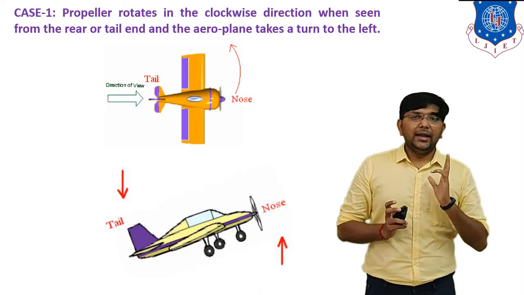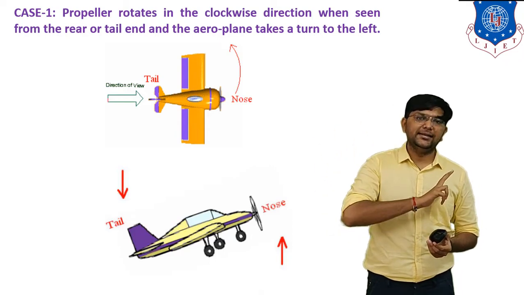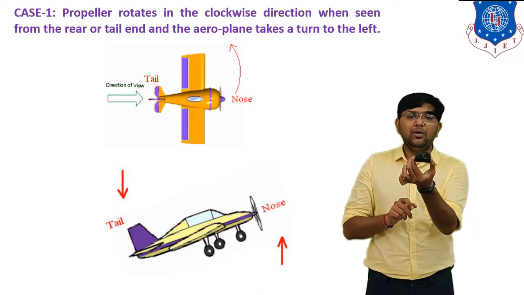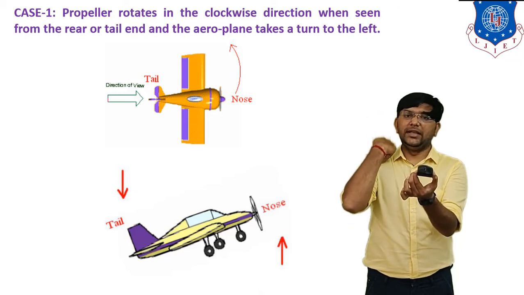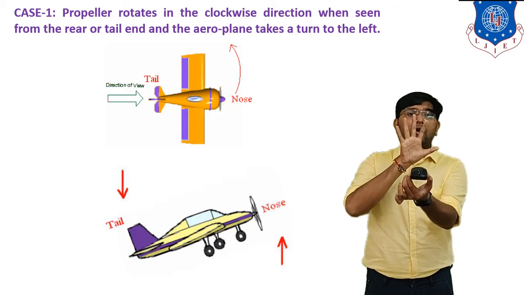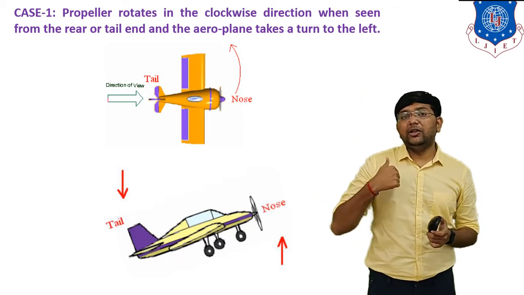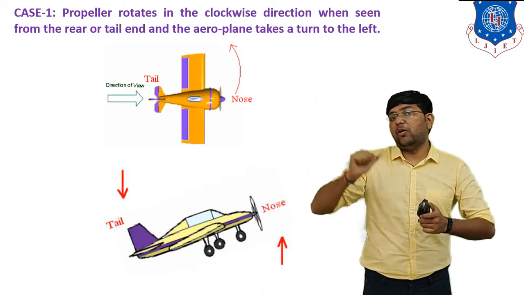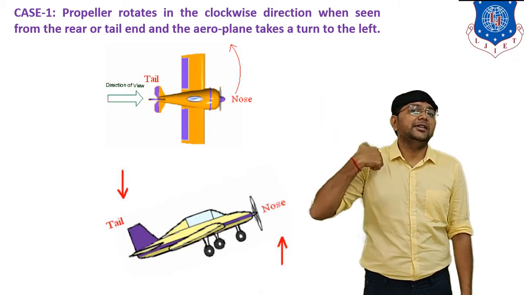Now what is case number 1? In case number 1, propeller rotates in clockwise direction when seen from the rear side and aeroplane takes a left turn. Now suppose this is an aeroplane. You have to always visualize the effect of gyroscope from the rear side of the aeroplane. Now propeller rotates in clockwise direction. You all know how to find the direction of the angular momentum. We have to use the right hand thumb rule. Whenever you put your fingers in the direction of rotation, at that time the thumb indicates the direction of momentum.